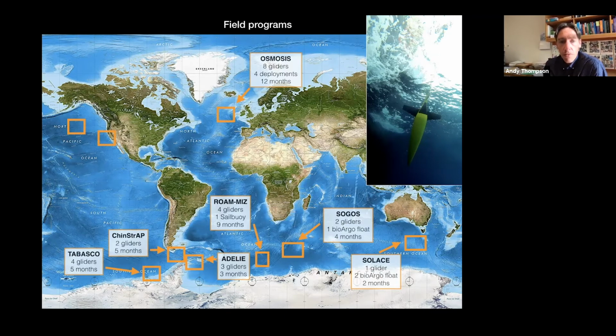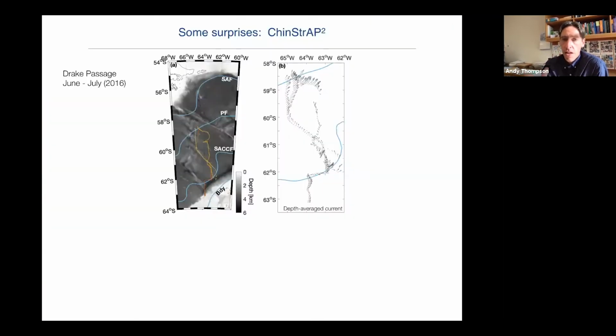And I'm going to focus on 3 of these: one in Drake Passage, a Chinstrap program; one south of Africa that was specifically to look at submesoscales in the marginal ice zone; and then a recent study where we deployed some gliders in a large standing meander of the ACC. And so there are some surprises. The first study I'll show is not necessarily going in chronological order, but provides some motivation.